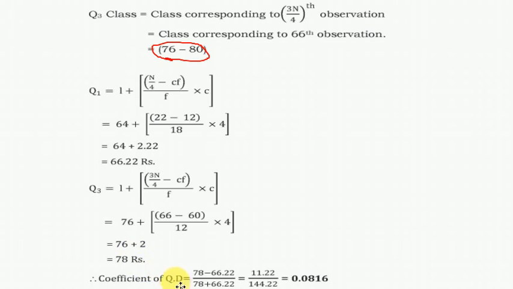So the coefficient of quartile deviation equals 78 minus 66.22 divided by 78 plus 66.22. So we're going to have the quartile deviation 11.78, the relative, that is the coefficient of quartile deviation, so divide by 144.22 equals 0.0816, which is the coefficient of quartile deviation. So that is all for the day.